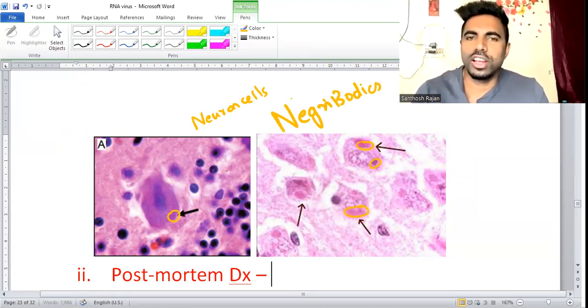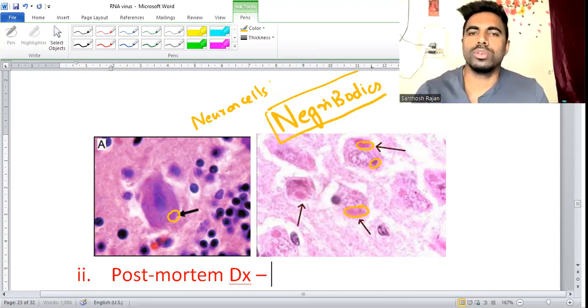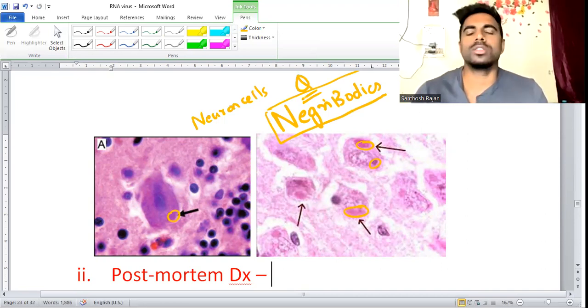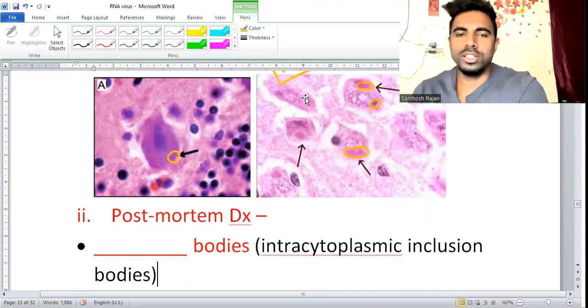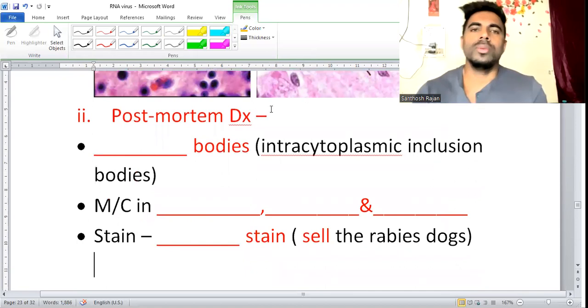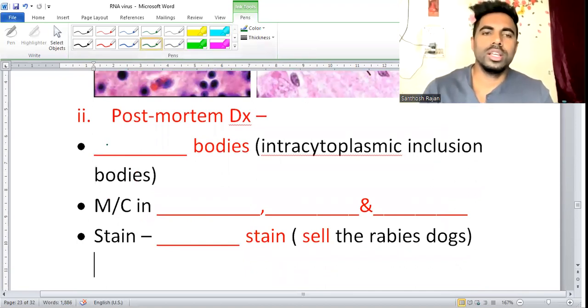You'll never ever forget Negri bodies. No way you'll forget them, because that question is important. Ask bullet shaped virus and Negri bodies is mandatory. You should know. And postmortem, after the patient dies, what do you do? You check for the bodies. What is the body postmortem? The picture I just showed you, that is the Negri bodies.